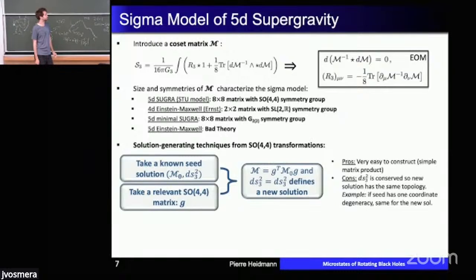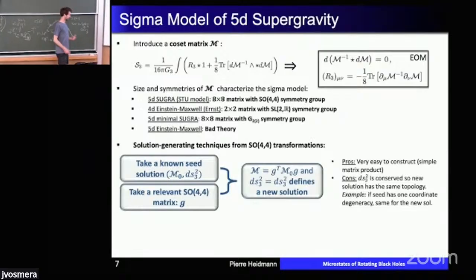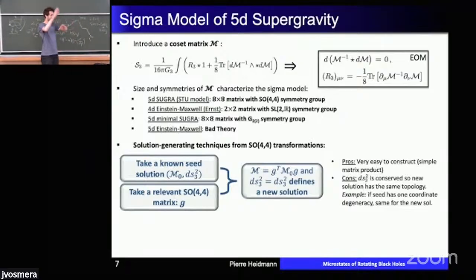The con is essentially you preserve the 3D base. So if you start with a solution that has, for instance, a 3D base which is flat, like a BPS solution, the new solution will also be flat. What does it mean concretely? It means that you cannot really create new sources with this method. If you start with a solution that has 5 centers, the transformed solution will also have 5 centers.